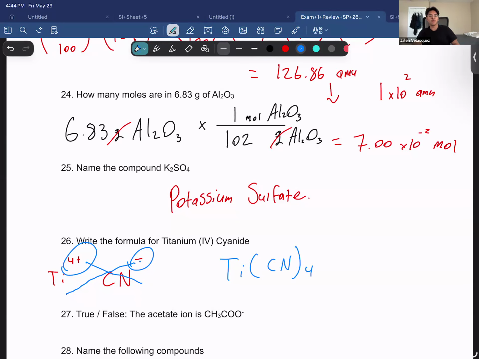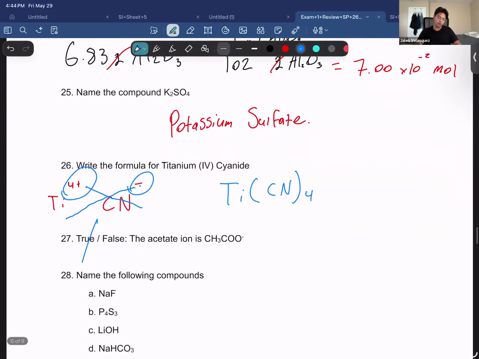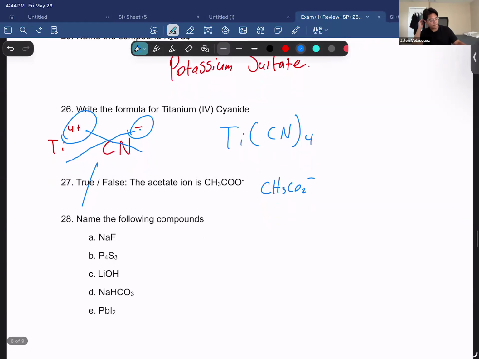All right, 27, true or false? The acetate ion is CH3COO minus. This is true. You can also see it written out as CH3CO2 minus. All right, any questions here? Is everybody doing all right?